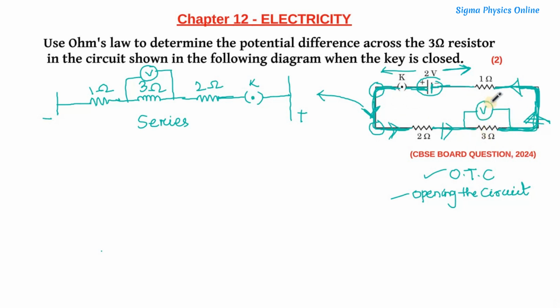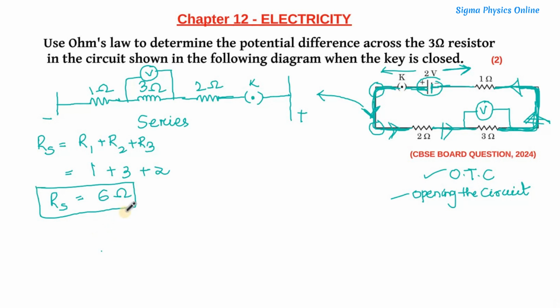We know that in a series circuit, potential difference varies across each resistor. So we have to find out the potential difference across this 3 ohm resistor. So first let's find out the equivalent resistance when these resistors are connected in series. Now we know when the resistors are connected in series, the equivalent resistance is given by R1 plus R2 plus R3. Now R1 over here is 1 ohm plus R2 is 3 ohm plus R3 is 2 ohm. So we get a total of 6 ohm. So the equivalent resistance of this entire circuit is 6 ohm.